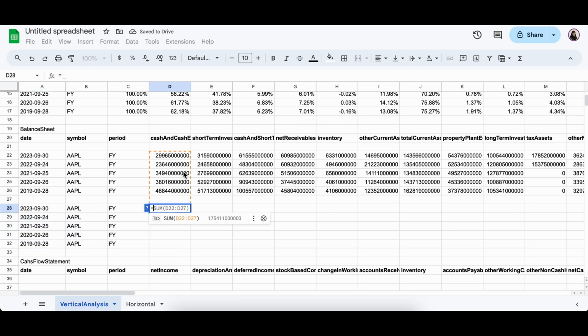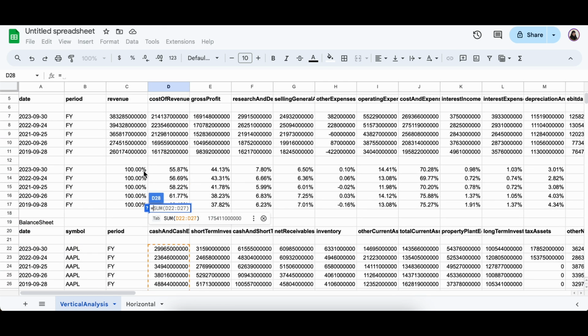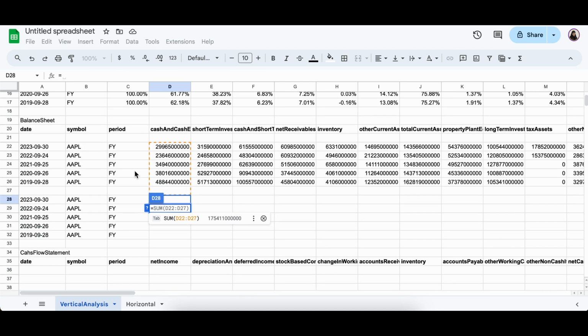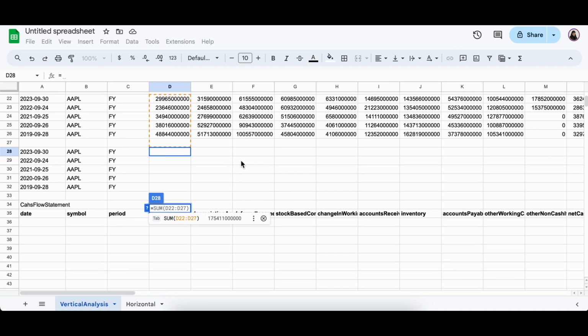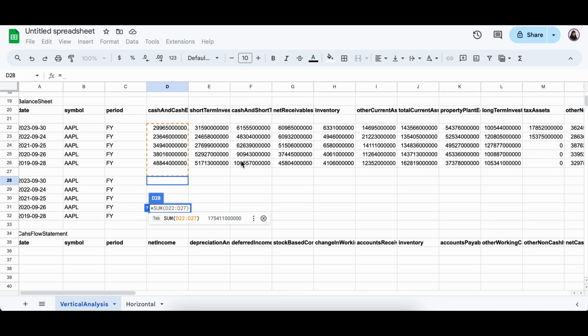And now, in the previous example, we divided by the revenue. It was our base number. In this case, we'll divide by total assets. You can also divide by total liabilities plus equity, but since total assets is simpler, let's take total assets. So remember, each item in the balance sheet, we divide by the total assets.